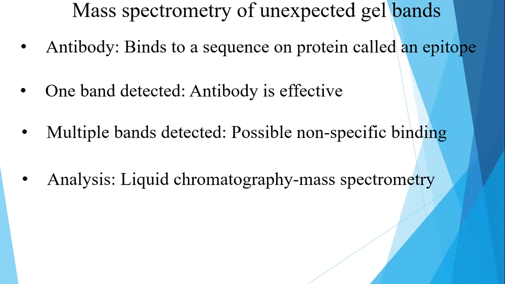If one band is detected, then that means the antibody is effective. You don't want an antibody that binds to different things. You want an antibody that is specific for the sequence that you're looking for. But we detected multiple bands. We thought it may be that our antibody wasn't very good and that we had non-specific binding.